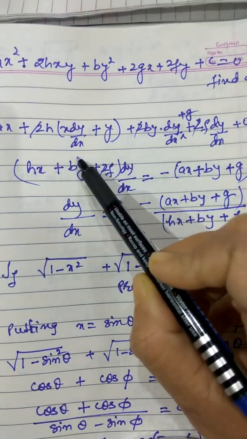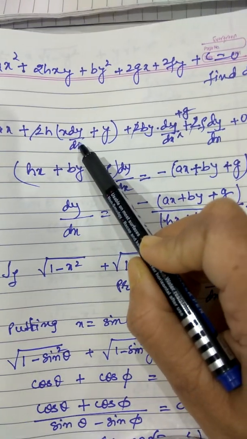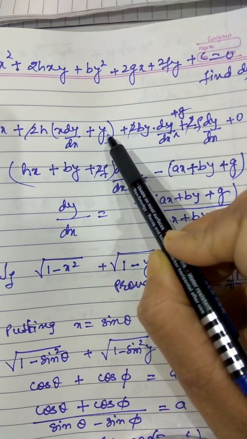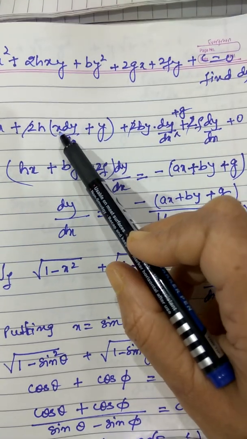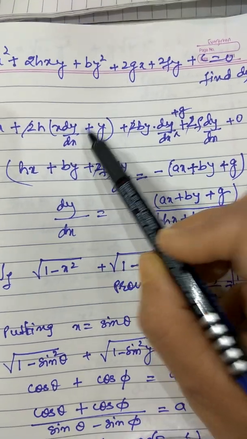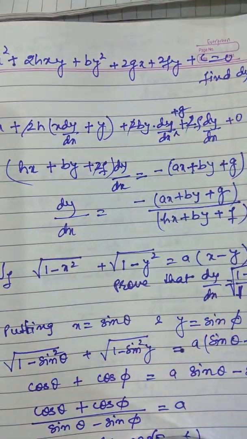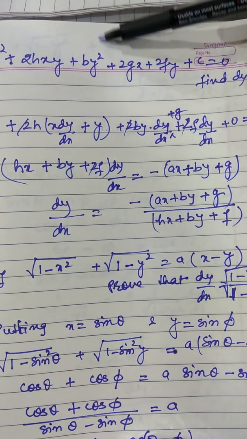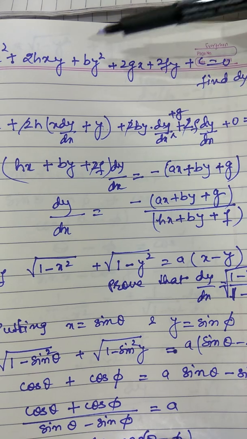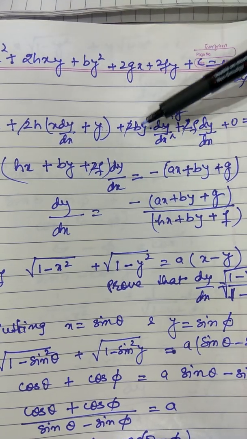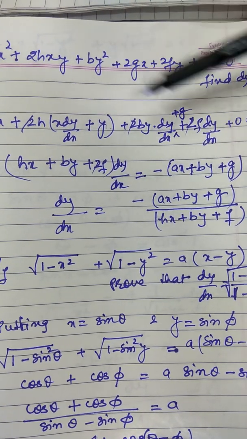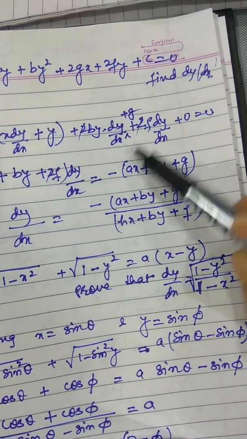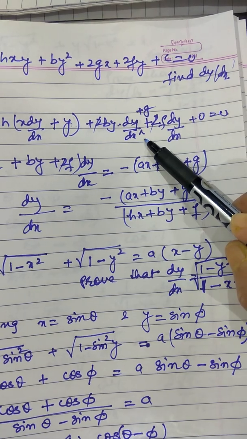apply product rule. First function into derivative of second plus second function into derivative of first. So this is x dy/dx + y into 1. Derivative of x is 1, plus 2by. Derivative of by² is 2by, and again we are getting y here because we are differentiating with x. So we will take dy/dx.